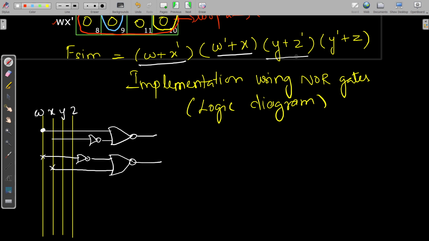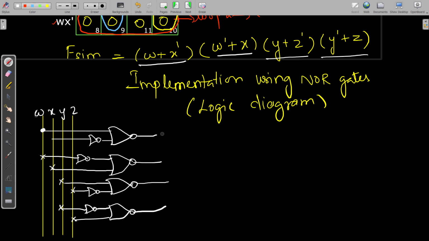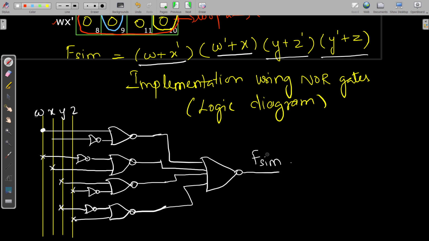Then we go for this third term. This is Y. So Y must be directly taken, Z must be given to an inverter, then Y dash plus Z. Given to an inverter, Z is taken out of here, given to another NOR gate. Then these must be given to another NOR gate. Then we'll get this F simplified. This is the answer. Okay.